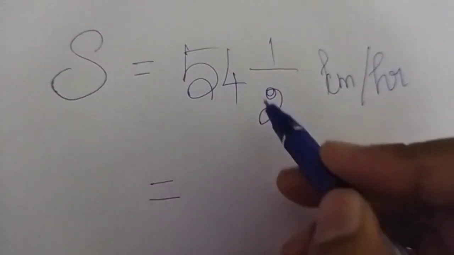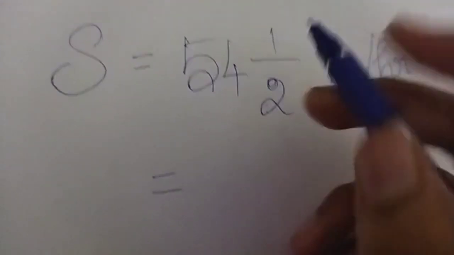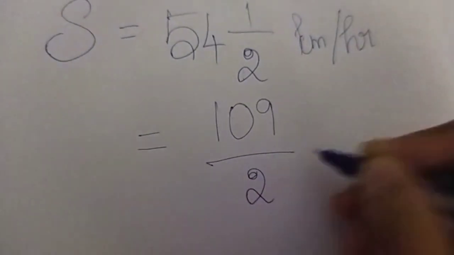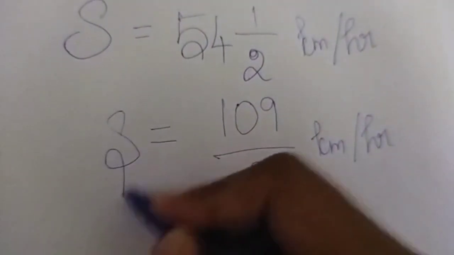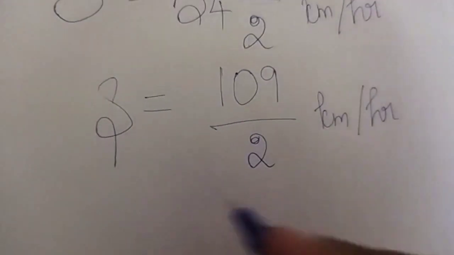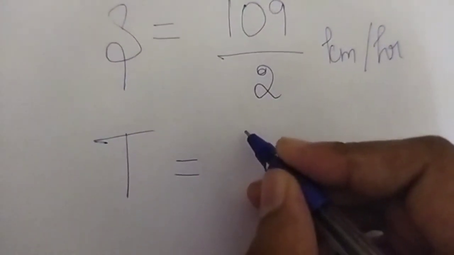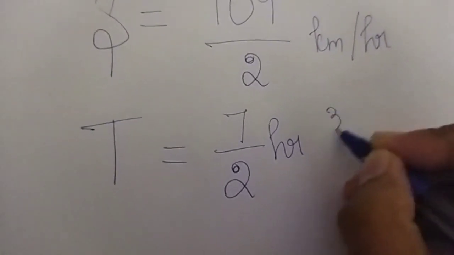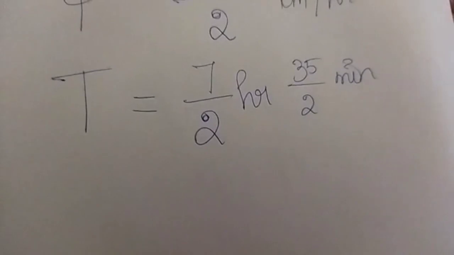54 into 2. 2 4s are 8, 2 5s are 10, 108. 108 plus 1, 109. 109/2 kilometers per hour. So speed is equal to 109/2 kilometers per hour. And time, let me take t. Time is given as 7/2 hours and 35/2 minutes. So I need to convert minutes to hours.